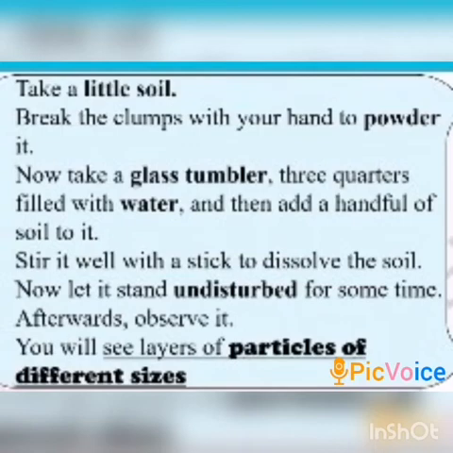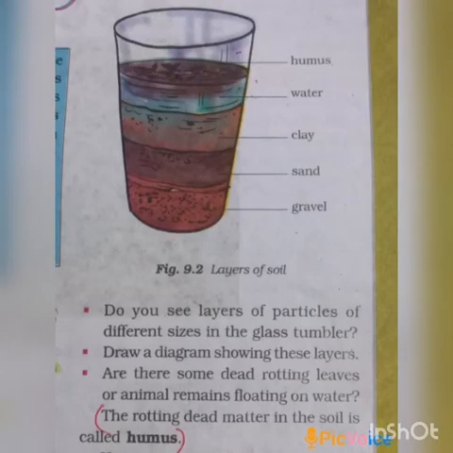What will happen, children? After some time, when you observe it, you will see layers of particles of different sizes. I will show you in the picture, children. Look at the picture. This picture shows the different layers of the soil. The first layer contains the humus, then water, clay, sand, and gravel.